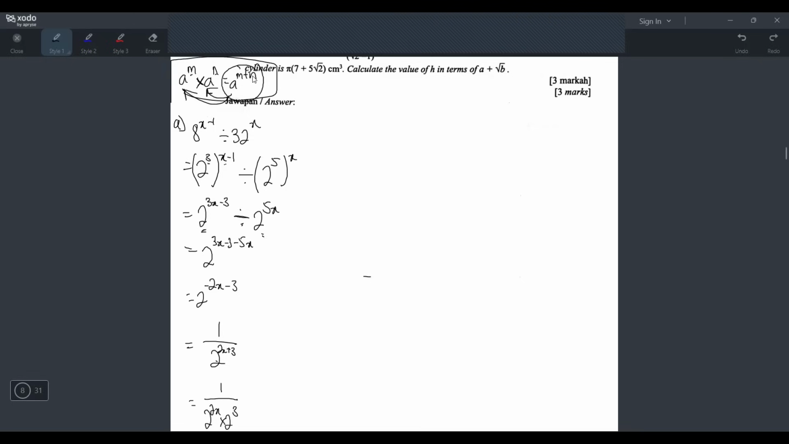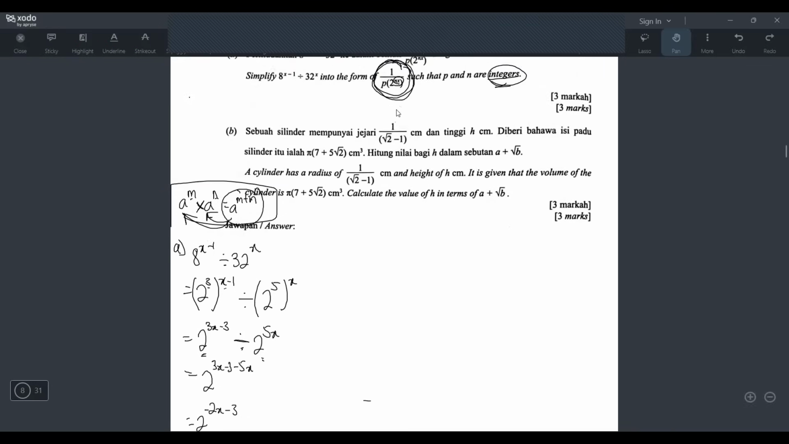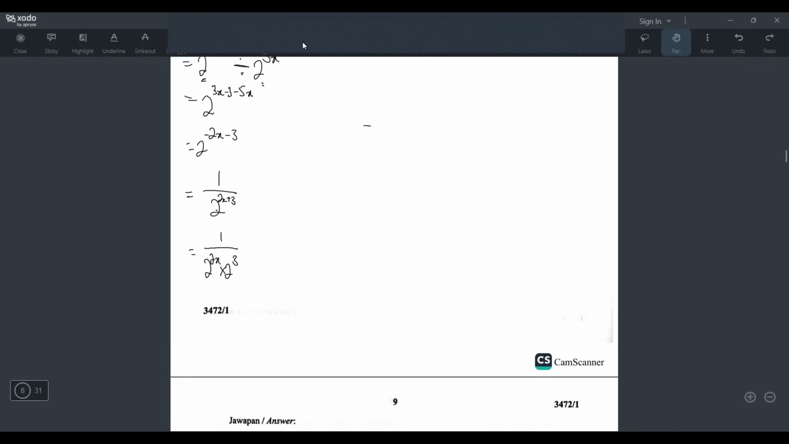It means from a power m plus n, I change it to a power m times a power n. So from 2 power 2x plus 3, I change it to 2 power 2x times 2 power 3. And the reason why is because I want my answer to look like this later. So now you can write it like this. 1 over, okay, I'll write the 2 power 3 first.